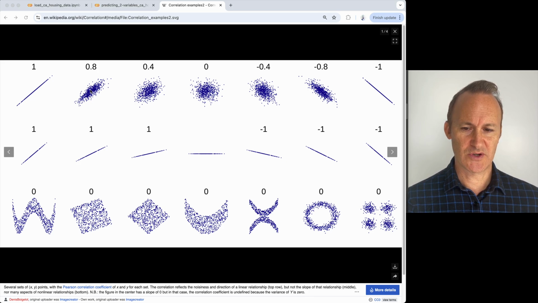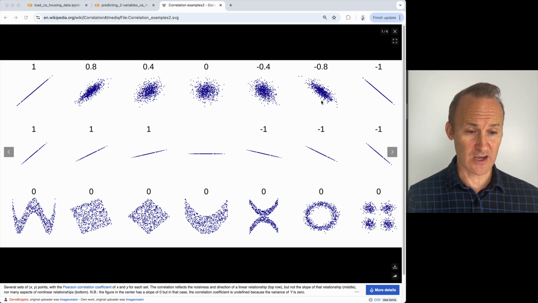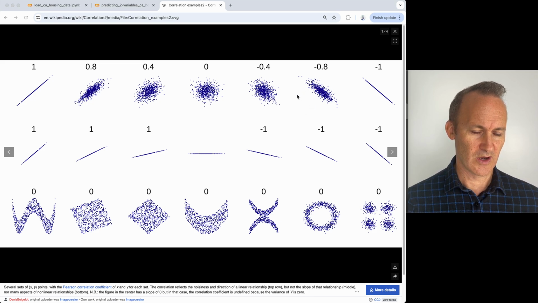Now, anything around 0.8, you can see is a very strong correlation. So this is strong, right? And it's a positive correlation, meaning as the x values go up, the y values go up. Similarly, the negative 0.8 has the same strength in the relationship. It's just a negative relationship. So as the x variable goes up, the y variable goes down.